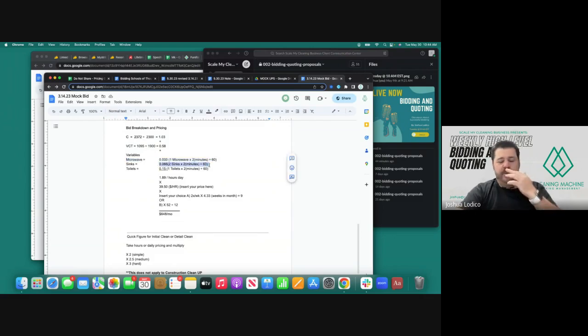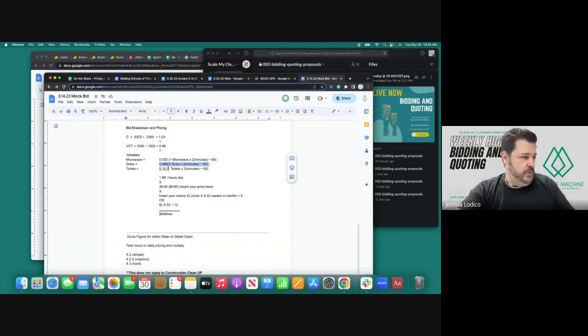And then the same thing for the sinks or any other fixture count. You're going to go fixtures. So in this case, 2 sinks times how long it takes us to clean, 2 minutes. That's going to bring us to 4. Then we're going to take 4 and we're going to divide that by 60. That's going to bring us to 0.066.